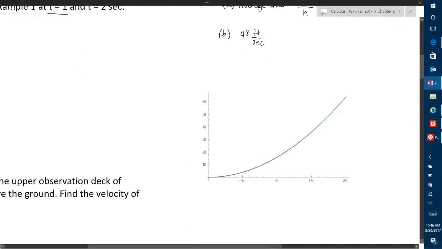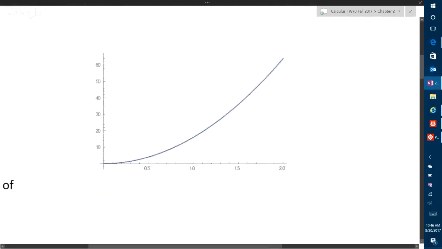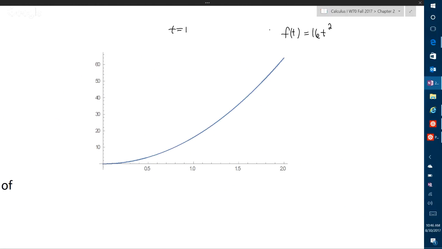Okay, so let's go down here to this graph. And we're interested in the speed at t is equal to 1. So we're looking at t is equal to 1. I know that the function is f of t is equal to 16 times t to the second power. Everything that's been established already. Nothing too new here.